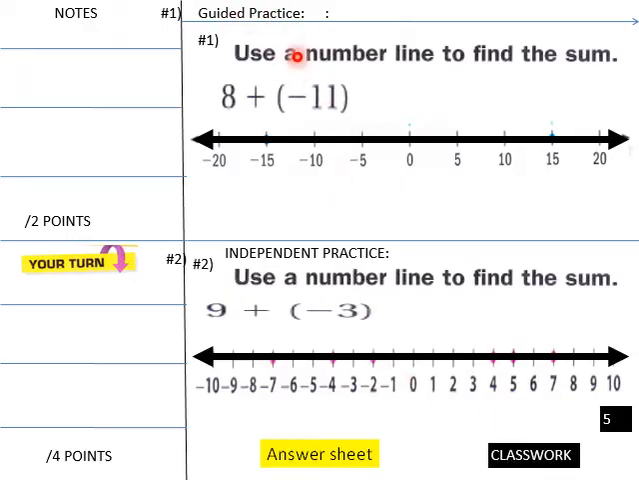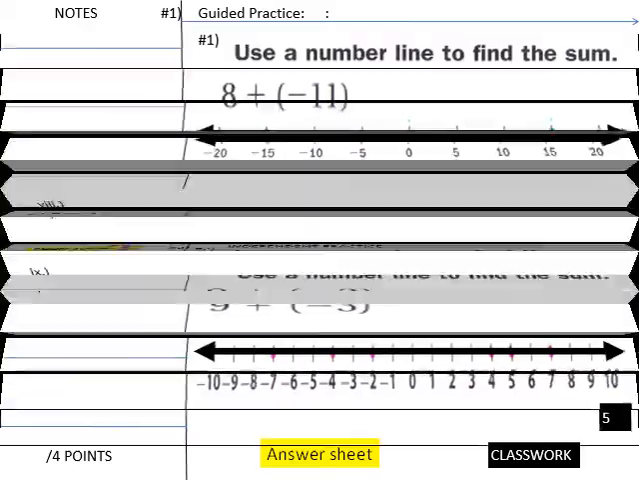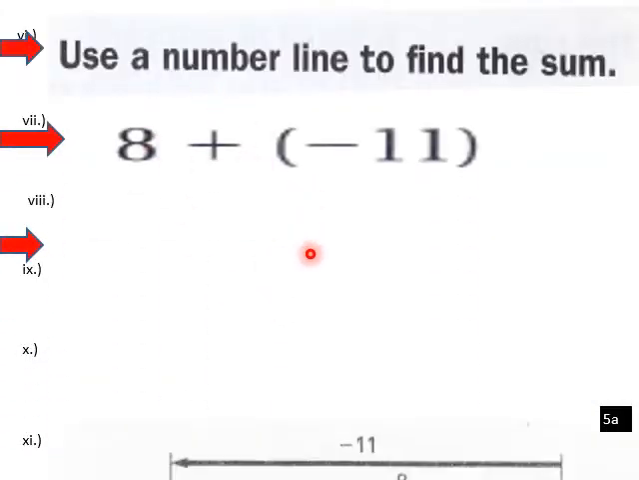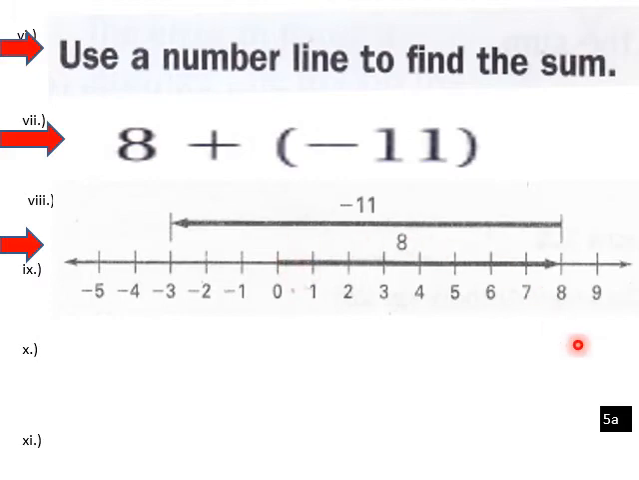Let's try one now. Our guided practice up here. Use the number line to find a sum. So we have 8 plus a -11. Down here, students, this is yours. Pay attention so you can solve this. 8 plus a -11. So use the number line to find a sum. 8 plus a -11. So we start at 8, right? We start here at 8, and then we go to the left 11 units, and we end up here at -3. So 8 plus a -11 would be -3.